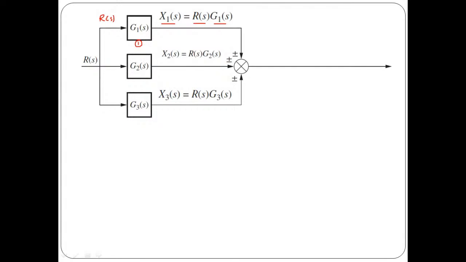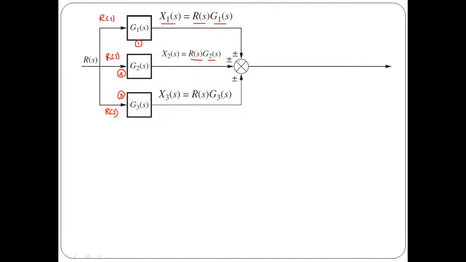In the same way, the output of block number 2 will be the input, which is R of S, multiplied by gain, so it is R of S into G2 of S. In the same way, for block number 3, we apply the same approach: input is R of S multiplied by gain, which is G3 of S. So we get R of S times G3 of S. This will be the output for the third block.